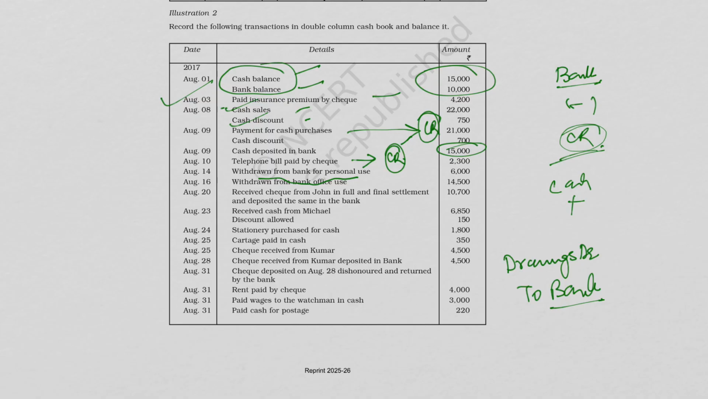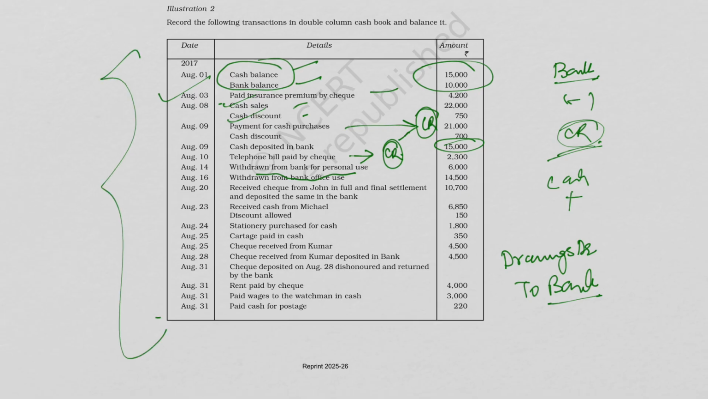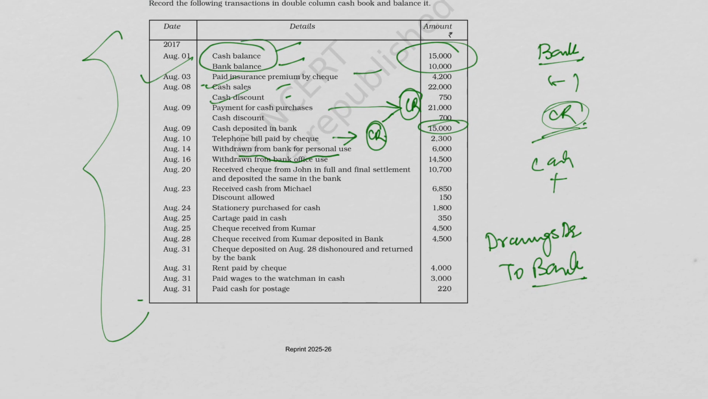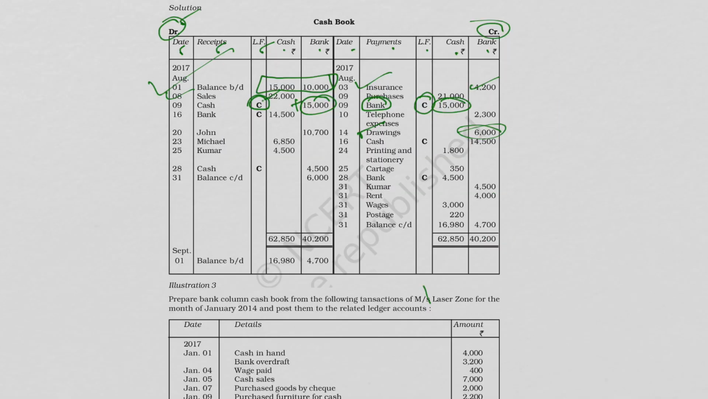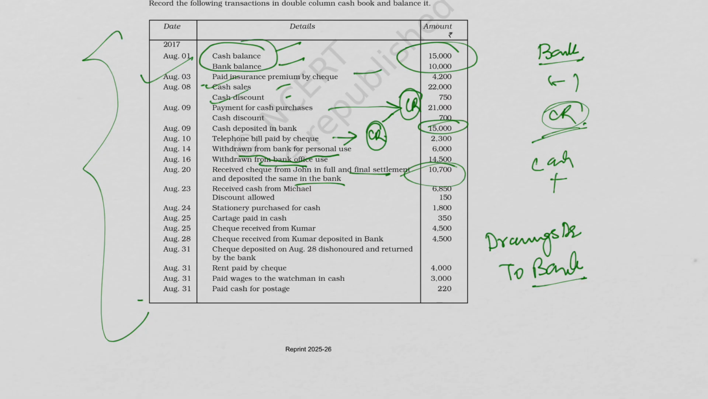So this is basically all conceptual. If you understand the logic behind it, these entries are very easy. Okay. Received a check from John in full settlement and deposited the same in bank, 10,700. So basically it is nothing but your bank balance is increasing. You have deposited. So to John 10,700. So who is John? John is basically our debtor.